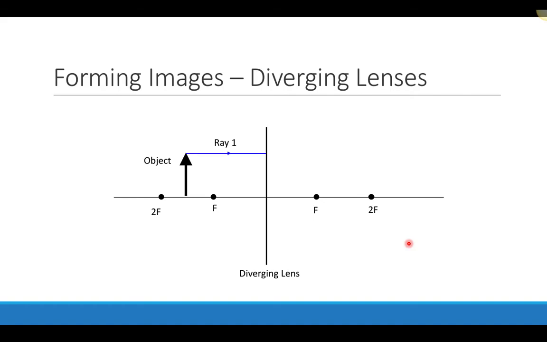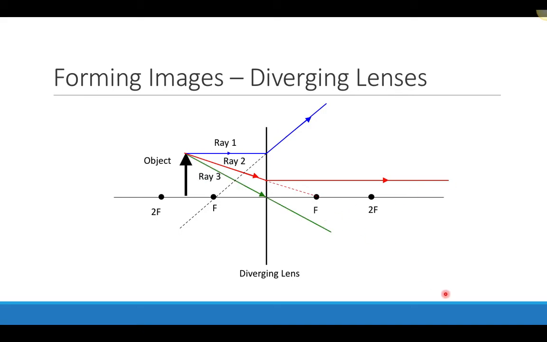So the first ray of light goes in parallel, and then it diverges when it passes through that diverging lens, and that ray of light seems like it was coming from the focal point on the same side of the lens as the object. So that's ray number 1. Ray number 2 heads towards the focal point on the opposite side of the lens, but when it hits the lens, instead of going to that focal point, it travels parallel to the principal axis. And then the final ray goes directly through the center.